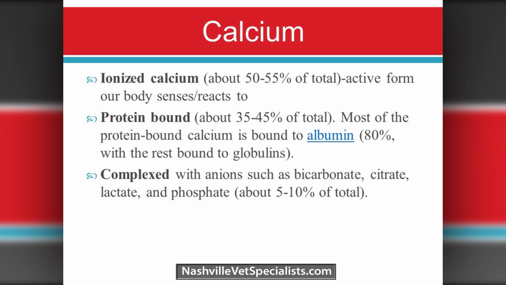Calcium, of course, is mostly in the bone, 99%, and PTH is the main regulator. PTH stimulates osteoblasts to secrete factors that promote osteoclasts to develop from monocytes. Ionized calcium is about 50 to 55% of the total, and again, it's the active form. It's protein bound about 35 to 45% of the total. Most of the protein bound calcium is bound to albumin, so that's the key. The rest is bound to globulins. And there's also one group that's complexed to anions: bicarbonate, citrate, phosphates, and lactate.